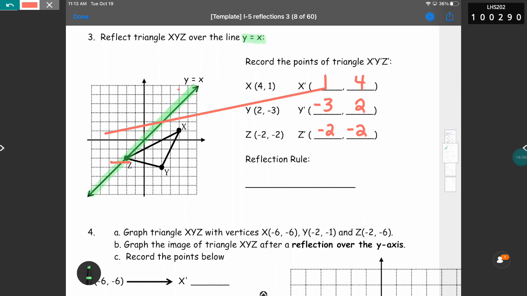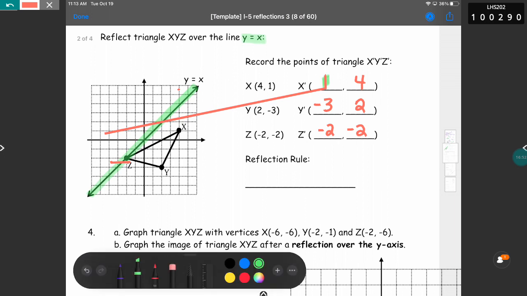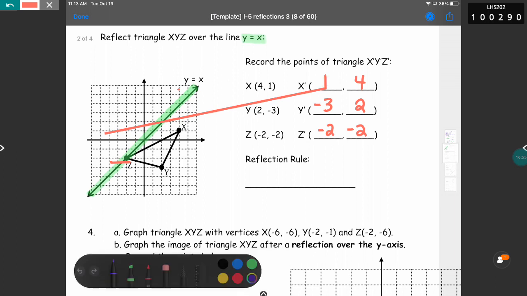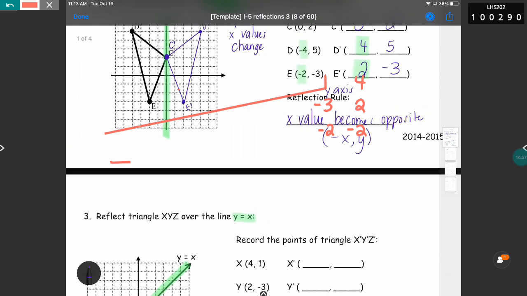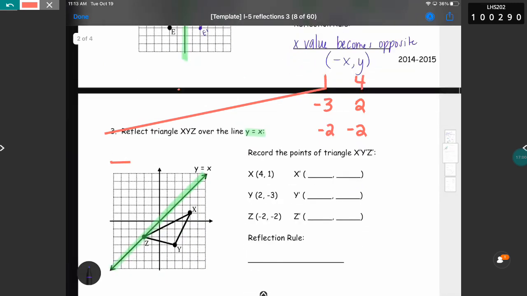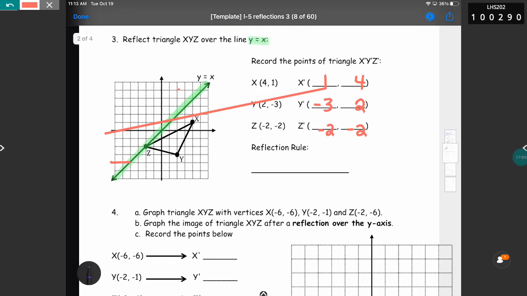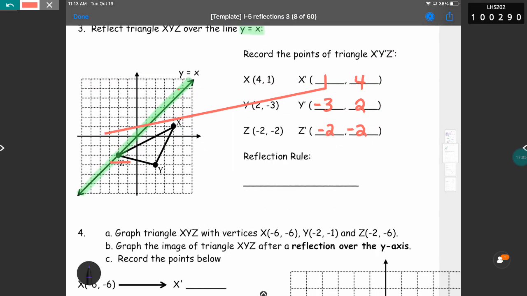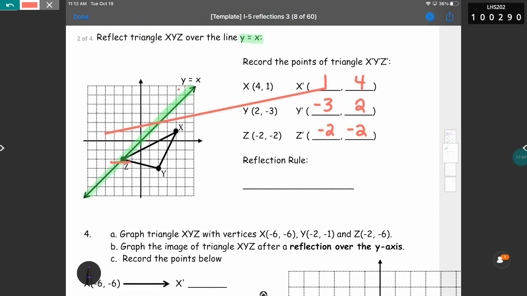No, because when we were talking about opposites before, what was happening? They were changing from positive to negatives. They're switching signs. What's happening now? The Y's are becoming the X's and the X's are becoming the Y's. That's what's happening. Okay?